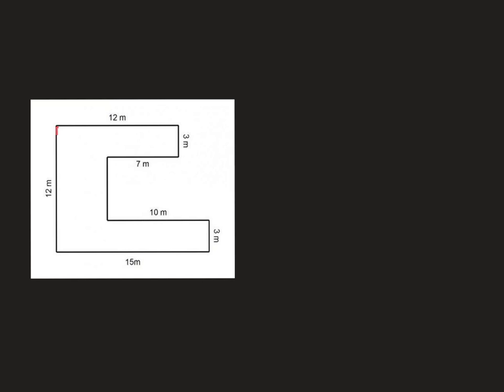So, let's make this top rectangle here red. Let's make this bottom rectangle here blue. And let's make the middle one in here green.